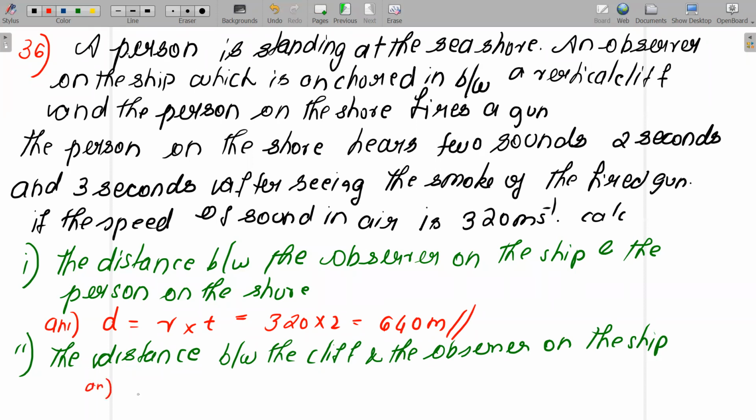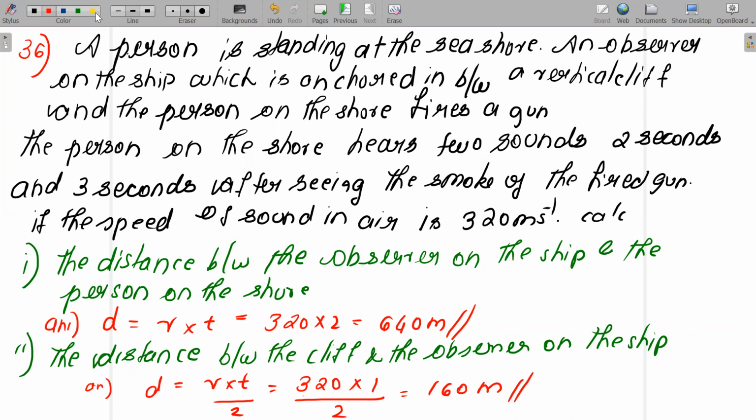Easy now. What is the answer? Distance is equal to V into T by 2. Cliff and the observer on ship, right? So this will be 320 into what is the time? 1, right? Sorry, 1 second. 3 minus 2 is nothing but 1 second, right? So 1 divided by 2, which is equal to 160 meter.